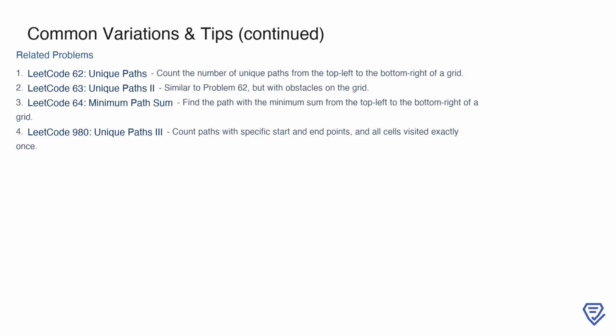Another related problem is LeetCode 64, Minimum Path Sum, where you find the path with the minimum sum of values from the top left to the bottom right of the grid. Lastly, LeetCode 980, Unique Paths 3, is a more complex variation where you must count paths with specific start and end points, ensuring that all cells are visited exactly once. These problems share similar techniques and concepts, making them excellent practice for mastering grid-based algorithms.